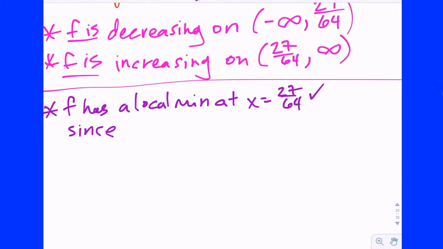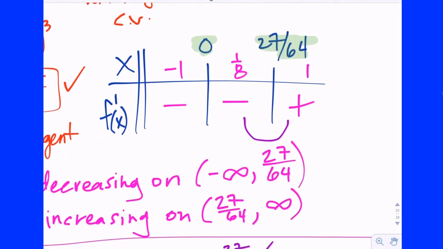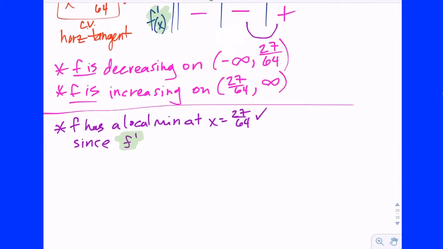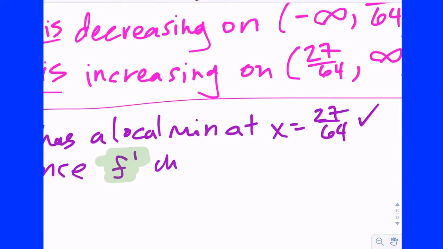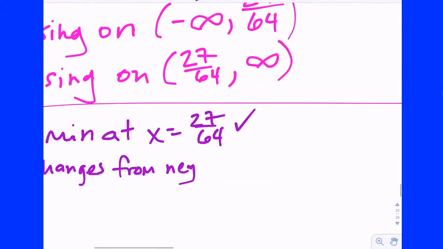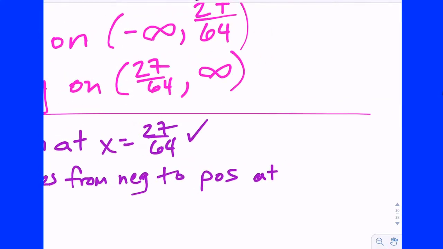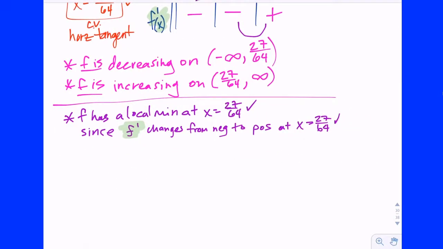F or F prime? F prime. Okay, so here's another common error alert on the test. Several people put F. F measures the y values. This is called the first derivative test. We are looking at signs of the first derivative. It's since F prime changes from negative to positive. Where? No, at that point, at x equals 27/64. Check. You write it like that, you're going to get full credit every time.